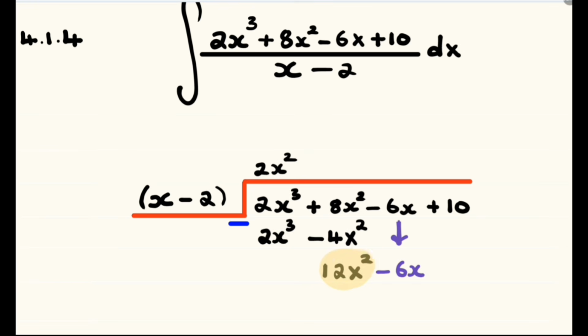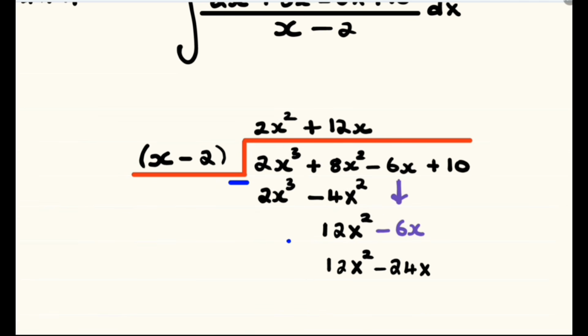And we take the 12x squared and we divide it with that x. 12x squared divided by x is equal to positive 12x. And the very same 12x, we multiply with x minus 2. 12x multiplied by x is equal to 12x squared. 12x multiplied by negative 2 is equal to negative 24x.